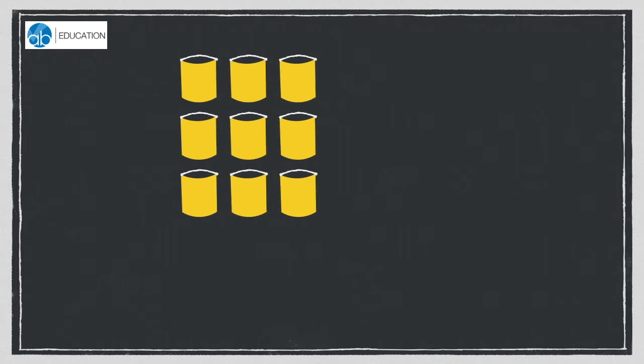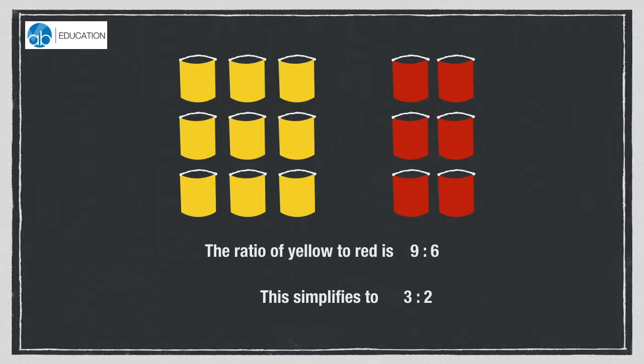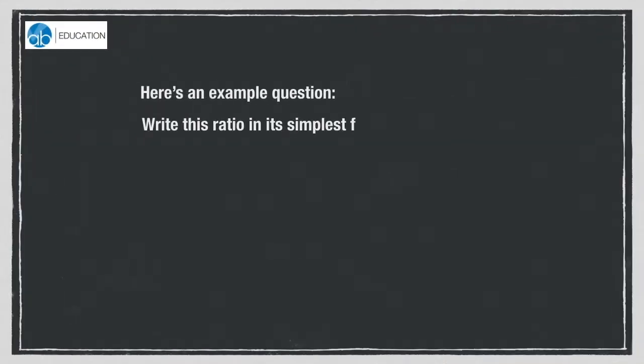We may need to mix 9 cans of yellow with 6 cans of red paint to give 15 cans of orange altogether. The ratio of yellow to red is 9 to 6. But this simplifies to 3 to 2 as we have to use 3 cans of yellow for every 2 cans of red. Here's an example question.